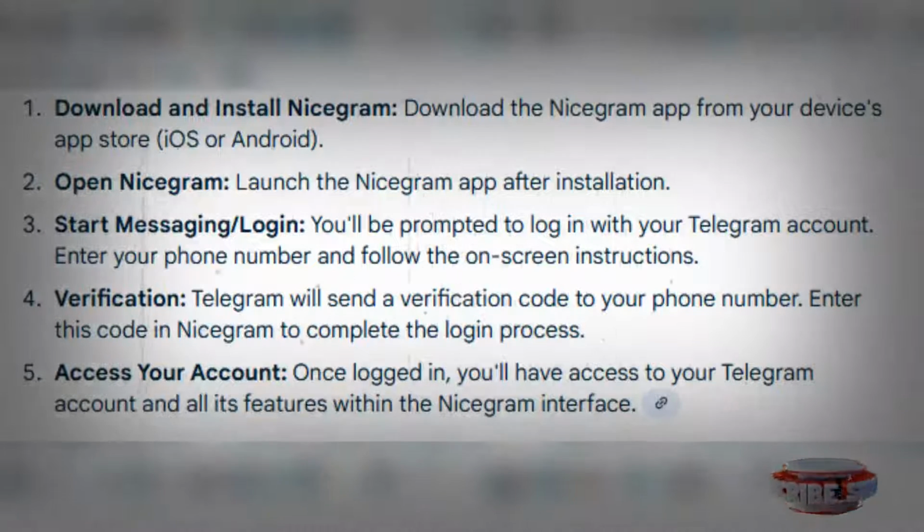There will be a verification. The verification code will be sent to your phone number, and you enter this code in Nicegram and the login process is complete. Then you will be able to access your account. Once logged in, you will have access to your Telegram account and all its features with the Nicegram interface.